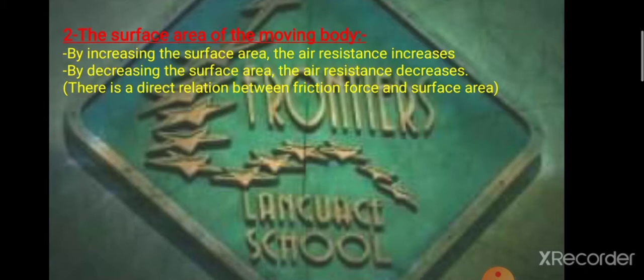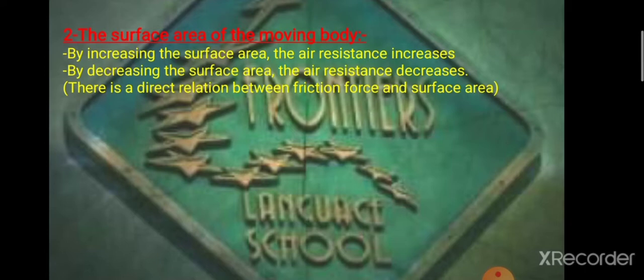Surface area means, as we said before, if it's small or large. If I have a small car and a truck, and both of them move through the air, they touch the air while they are moving. Which one will touch more of the air, or which one will make more resistance? For sure the truck. It will make more friction, or more air resistance, with the air. So as the surface area increases, the air resistance will increase. And as the surface area decreases, the air resistance will decrease.